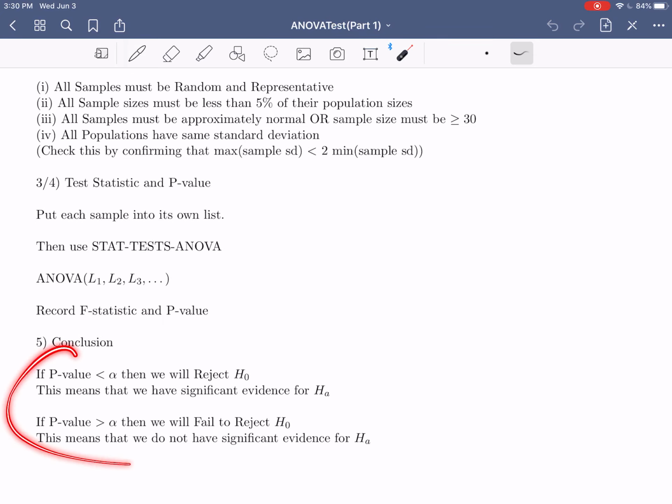Then, finally, in the conclusion, we make the conclusion just as we always have. If the p-value that the calculator gives you is smaller than alpha, then we will reject H0, and we will have evidence that at least one of the populations has a different average than the others. If the p-value is greater than alpha, we will fail to reject H0, which means that we will not have any evidence that any of the population averages are different from one another.